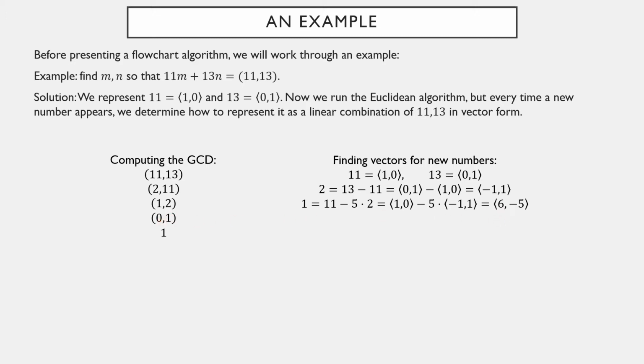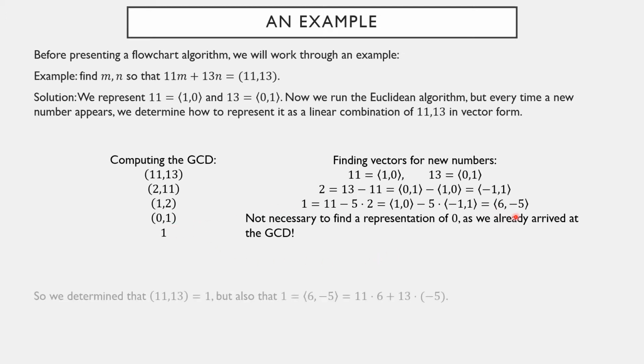Okay? And the next line, the new remainder is 0. But we don't have to find a vector representation for it. We can, it's just not necessary, because we've already computed that the greatest common divisor is 1, and we have a vector to represent 1. So we determined the GCD is 1, and we found a vector for it, but now interpret this vector as what it was supposed to represent. 6 times 11 plus negative 5 times 13. So here 1 is equal to 11 times something plus 13 times something else, and indeed, the arithmetic checks out.